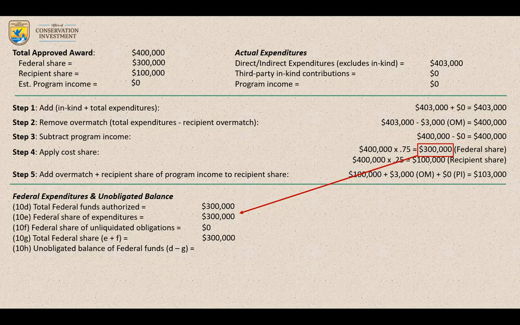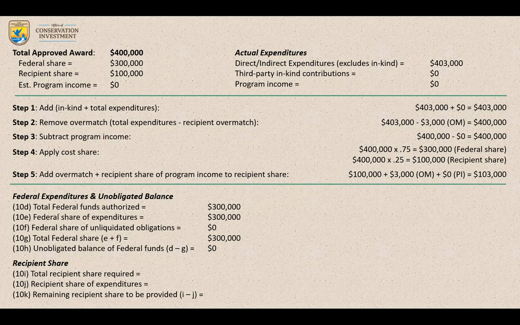Lastly, in Field 10H, the recipient reports any unspent federal funds remaining at the end of the federal award. This amount is determined by subtracting the value in 10G from the value in 10D. The recipient expended all the federal funds as this amount is 0.